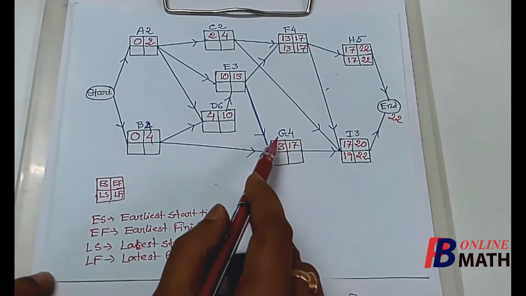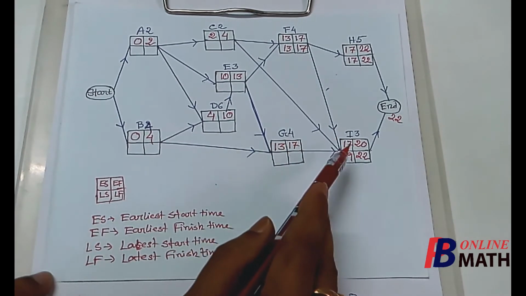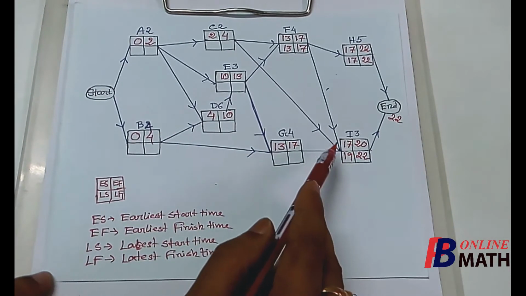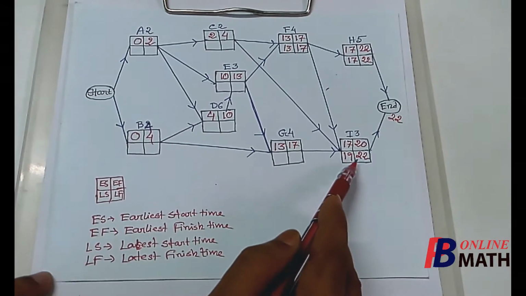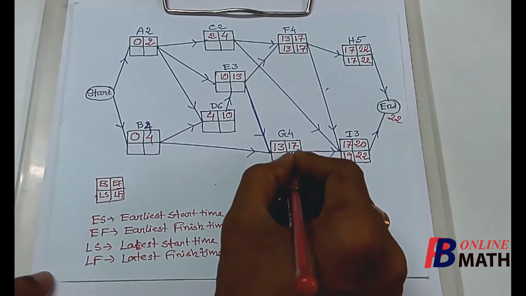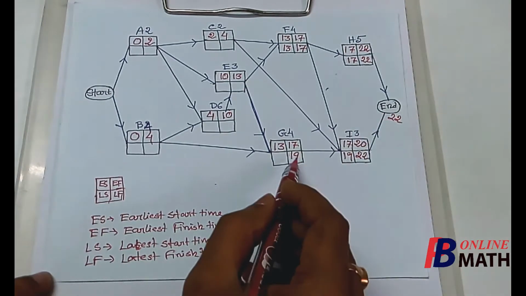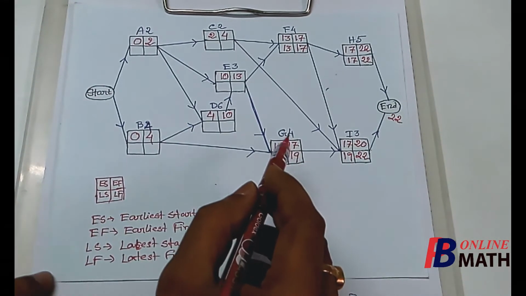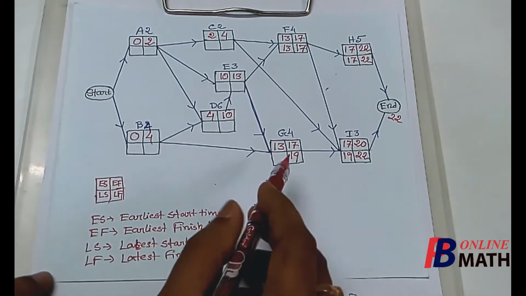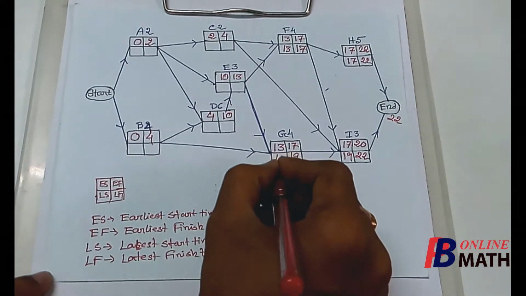We consider the next activity G. Here we find that the activity I can be started only if the activity G is completed. Now the activity I must be started within 19 days or latest by 19 days. So this activity G must be completed within 19 days such that the project must be completed within 22 days. So this 19 must be the latest finish time of the activity G, and it requires 4 days. So the latest start time of the activity G will be 19 minus 4, which is 15.